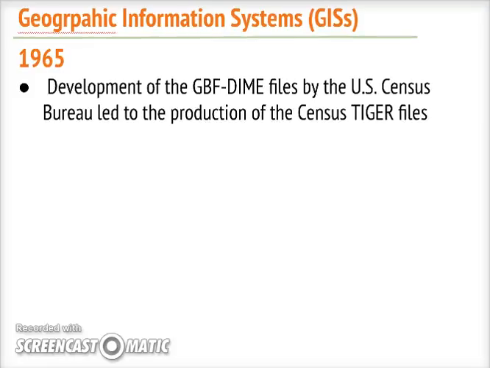In 1965, the development of the GBF-DIME files by the U.S. Census Bureau led to the production of the Census TIGER files. So the second burst of innovation occurred in this year, with the U.S. Bureau of the Census planning tools. The DIME program, Dual Independent Map Encoding, created digital records of all U.S. streets to support automatic referencing and aggregation of census records.